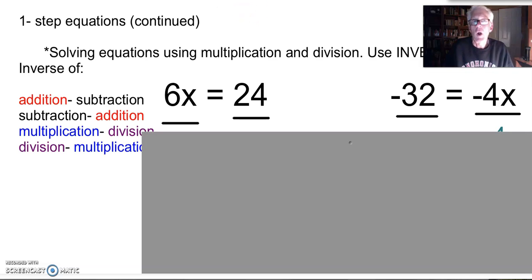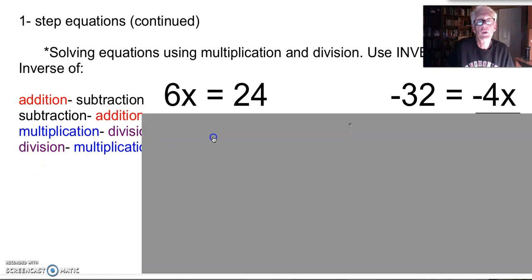Multiplication and division are opposites of each other. So last slide, let's go back. To undo addition, you subtract. To undo subtraction, you add. Now, to undo multiplication, you divide. In the next slide, to undo division, you multiply. So let's take a look at this.